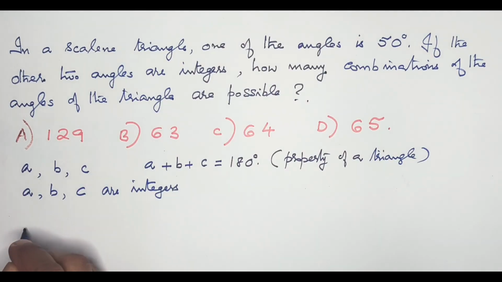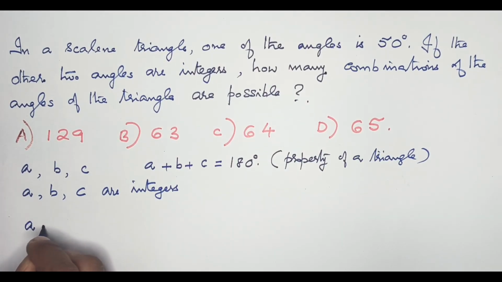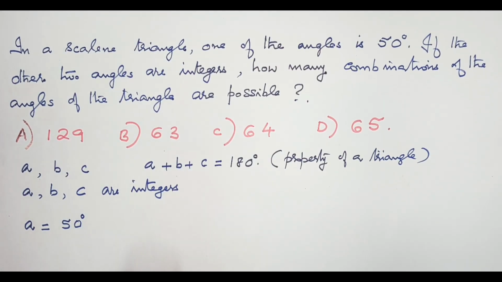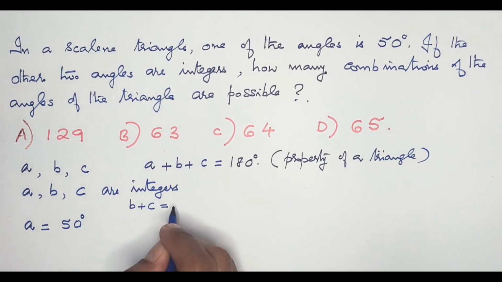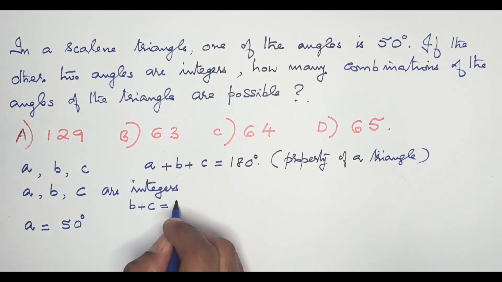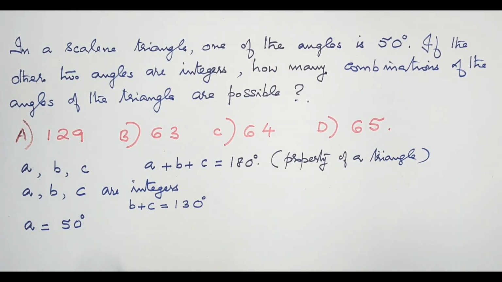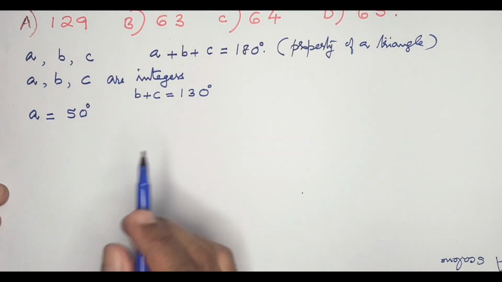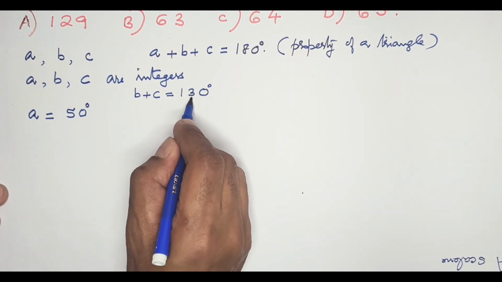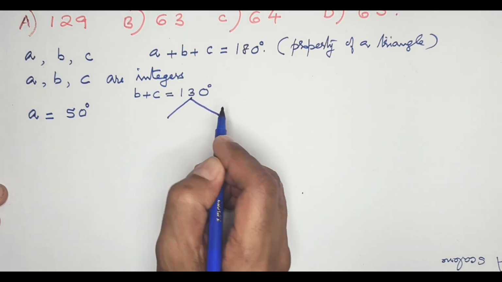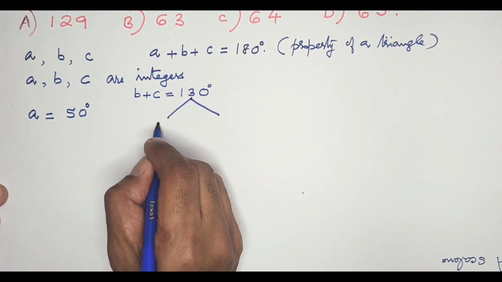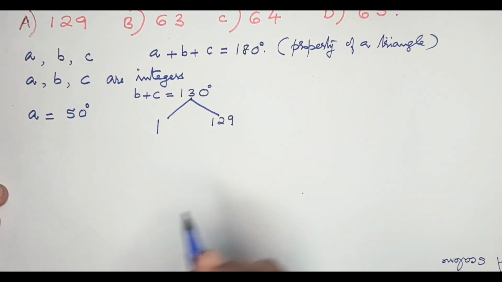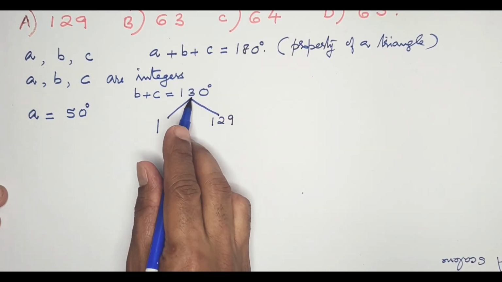Now, one of the angles is given to be 50 degrees. Let A be 50 degrees. You can choose any angle for that. So what will be the sum of the other two angles? That will be 180 minus 50, 130 degrees. This will be the sum of the other two angles. Now to find out all possible combinations of the triangles, what we do is split 130 degrees into B and C. You may start with 1 degree here so that this will be 129 degrees. The sum should be 130.